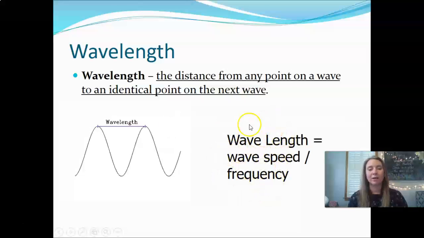We can also find wavelength by taking the wave speed and dividing it by frequency. And I'll show you how to do this. They all kind of connect once you find one. But you can also just measure the wavelength. It's from crest to crest.